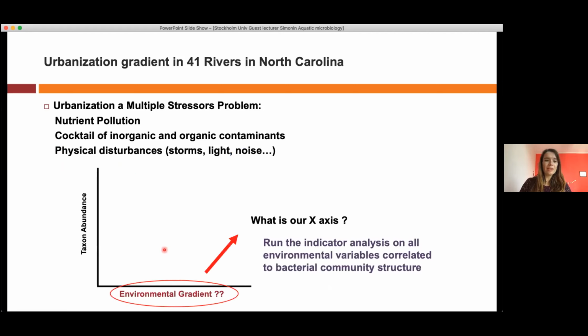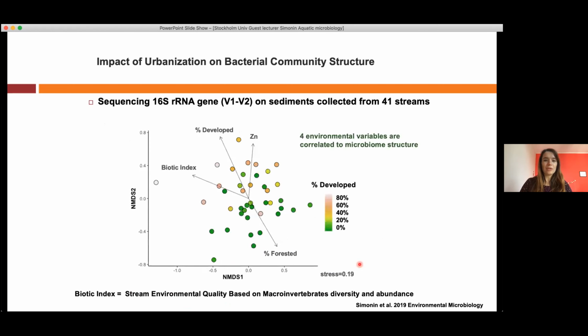So our question was, okay, we want to do gradient analysis on the distribution of the bacterial taxa in our samples, but what here is our x-axis? What is a good proxy or a good variable to characterize this very complex environmental gradient? So our approach was not to choose one, but to actually run the indicator taxa analysis on all the environmental variables that were correlated to the bacterial community structure. So I'm going to show you the results.